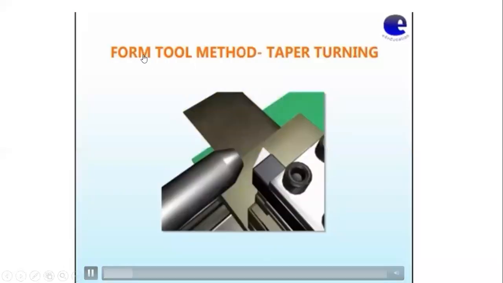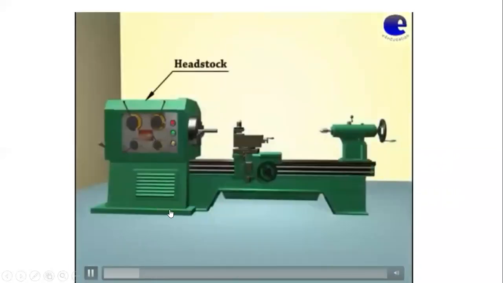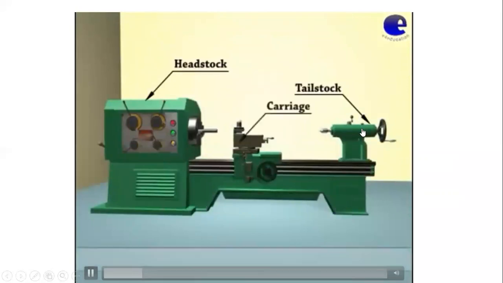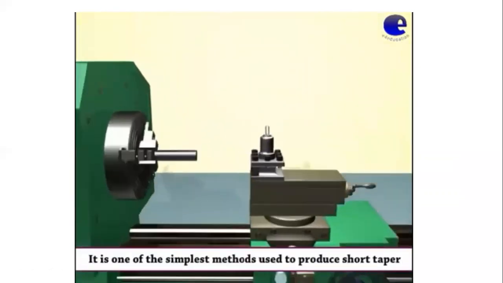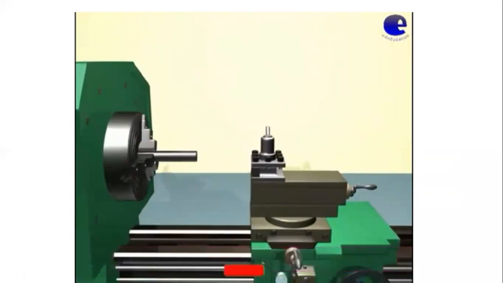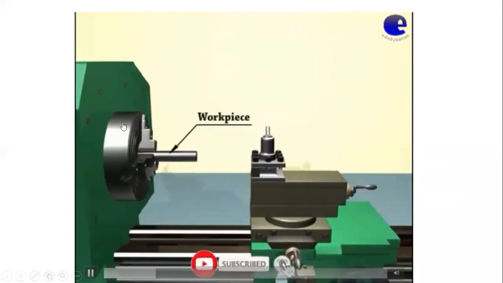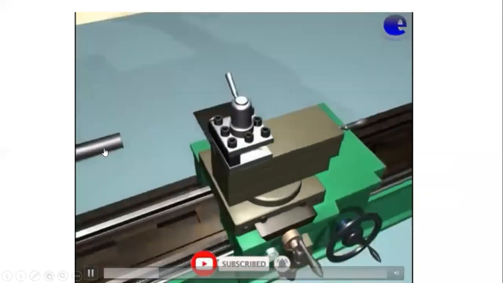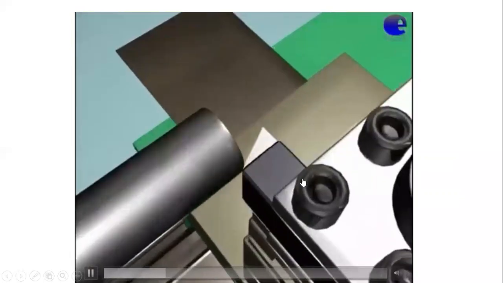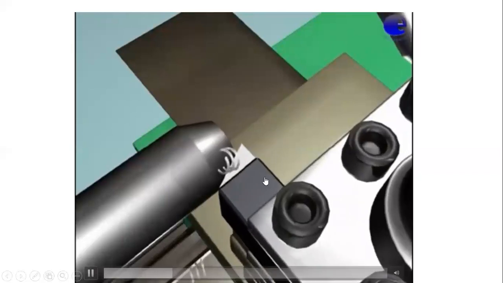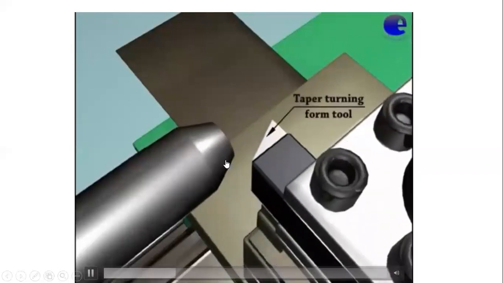So the first one is the form tool method. We are watching our entire lathe: this is the headstock, this is the tailstock, this is the carriage. It is one of the simplest methods to produce short tapers. We can see in the chuck, one workpiece is held and rotated through the chuck. This is our carriage, this is our tool, that means the form tool, and it is held in the tool post.